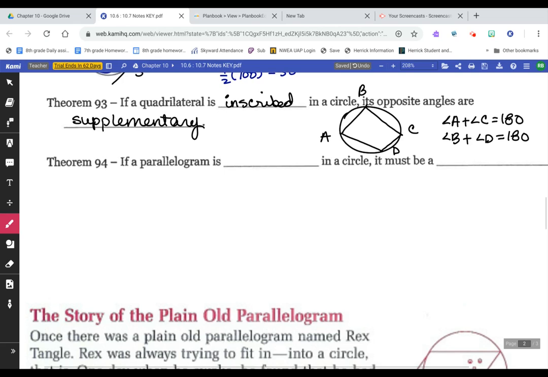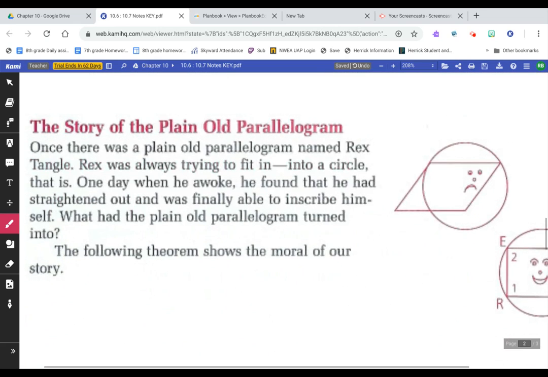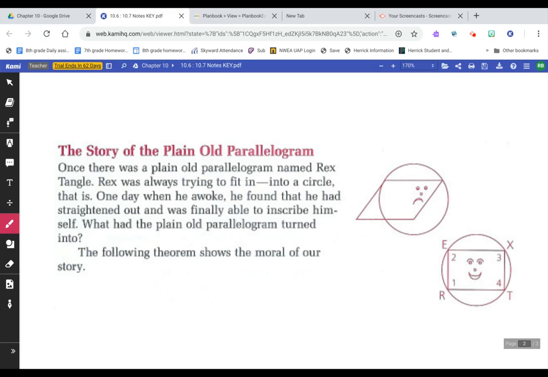94. Before we get to 94, we're going to read this story. It says, the story of the plain old parallelogram. Once there was a plain old parallelogram named Rex. Rex was always trying to fit into a circle, that is. One day when he awoke, he found that he had straightened out and was finally able to inscribe himself. What had the plain old parallelogram turned into?